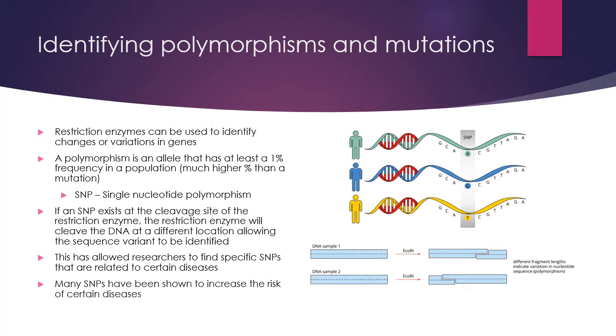So what would happen is you might get a fragment that's larger in 1% of the people because the restriction site is not there, so the enzyme hasn't cut it in the right place. So researchers can use restriction enzymes to find those specific single nucleotide polymorphisms that are linked to diseases and things, because a lot of those have been shown to increase the risk of disease.